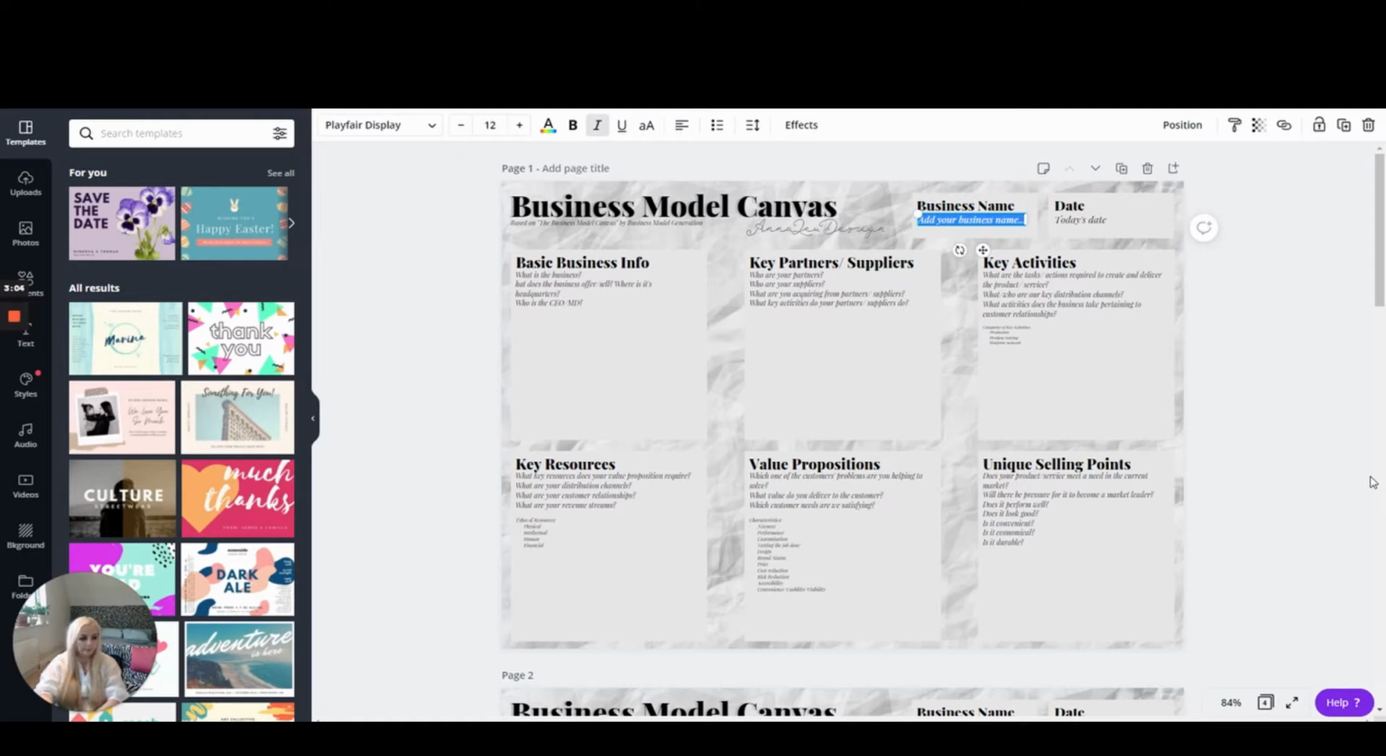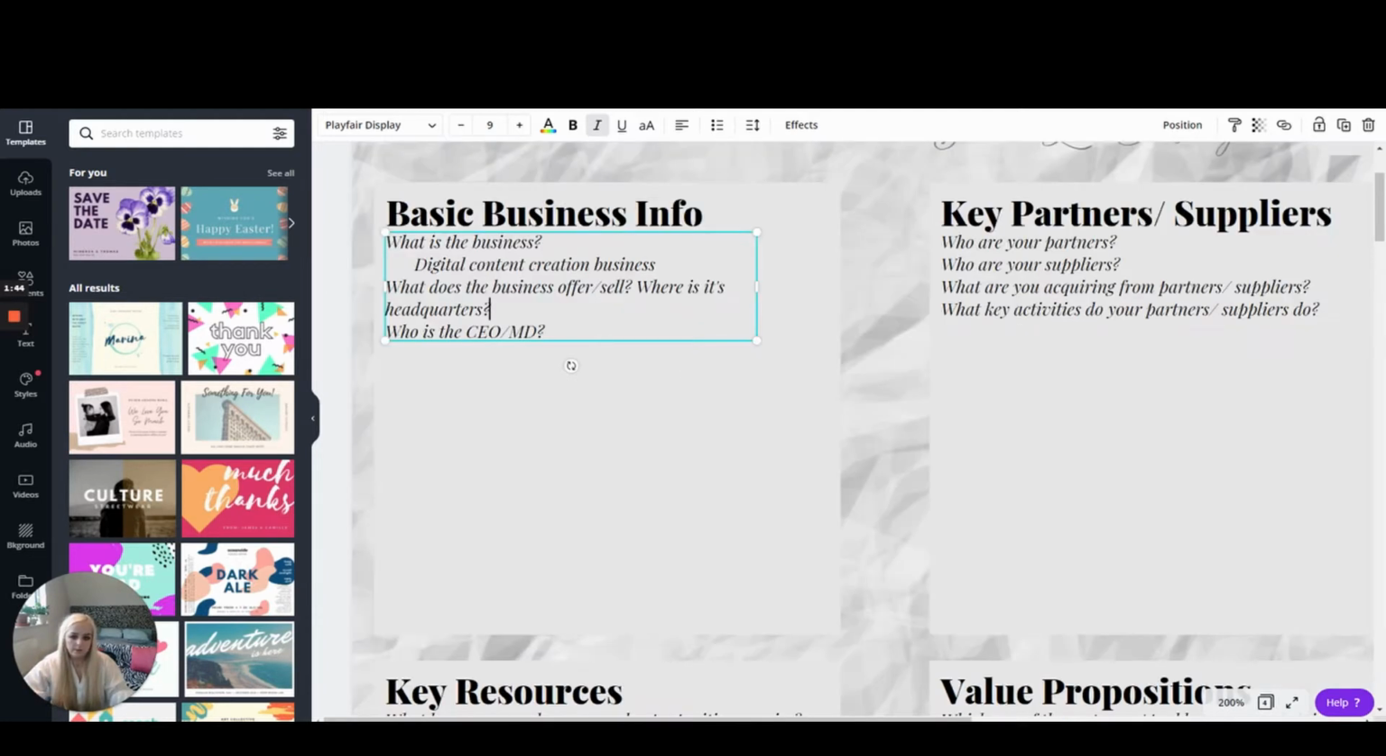So my business name, AnnaLouDesign, the 18th of April 2021. On this one I've kind of combined one by LSU and one by Strategyzer. What is the business? This is really helpful if you're trying to pitch an idea. So for example, mine is: I am a digital content creator, because I feel like that covers everything I need to think about really. What does the business offer or sell, and where is its headquarters?